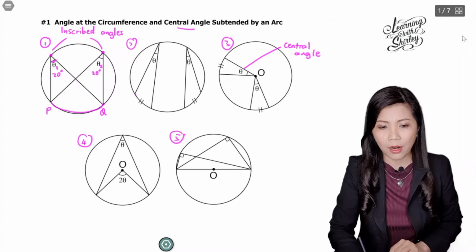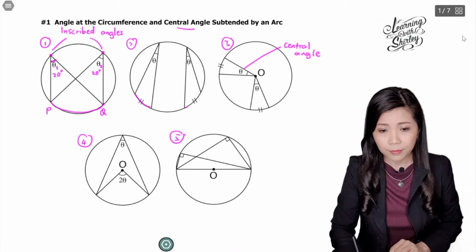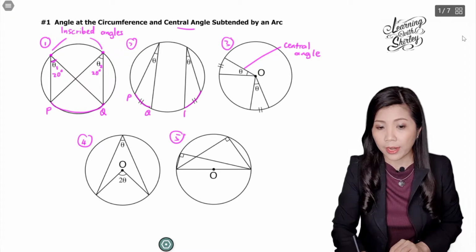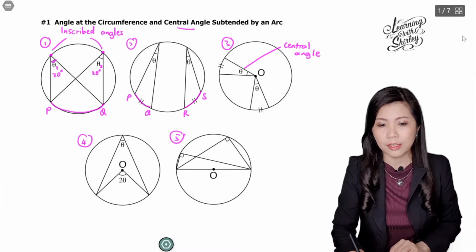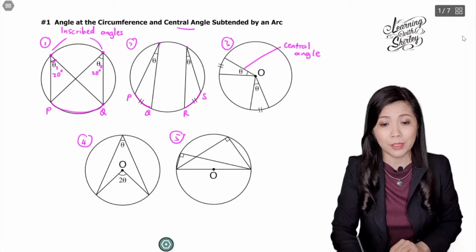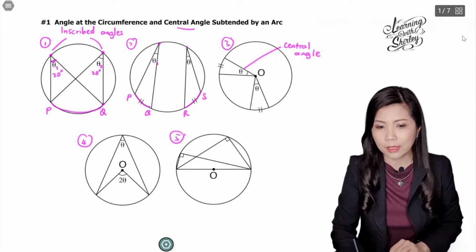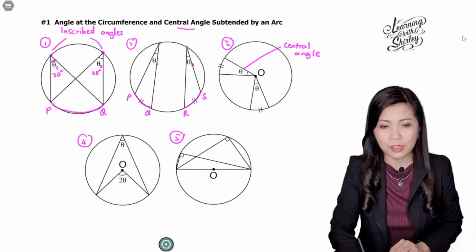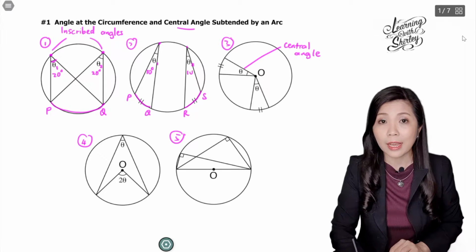Next, let's look at diagram number 2. These two arcs are the same. Let's say this is PQ and this is RS. If the lengths of the arcs are the same, the angles subtended at the circumference will be the same as well. So this is theta 1, this is theta 2, therefore theta 1 is equal to theta 2. Let's say if this is 10 degrees, here will be 10 degrees as well.